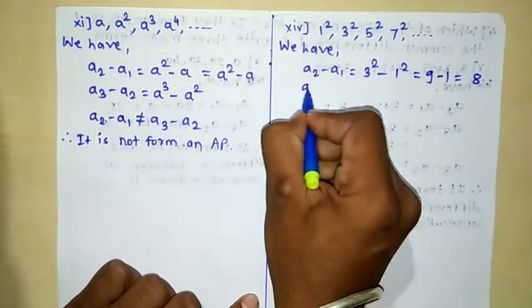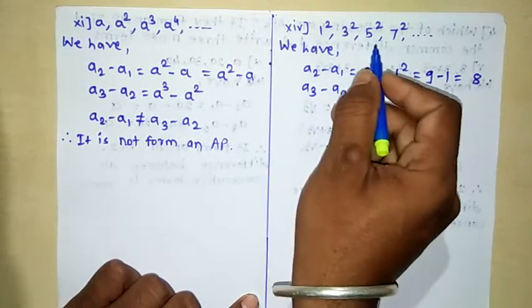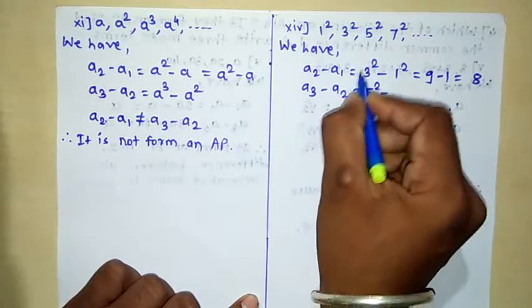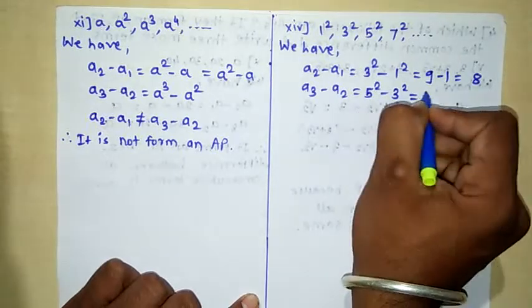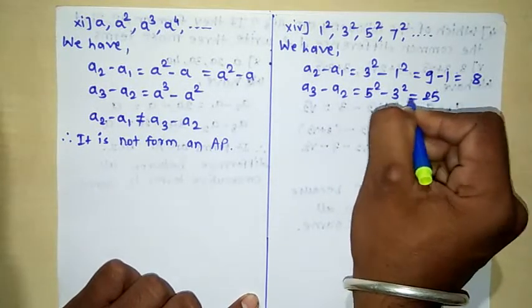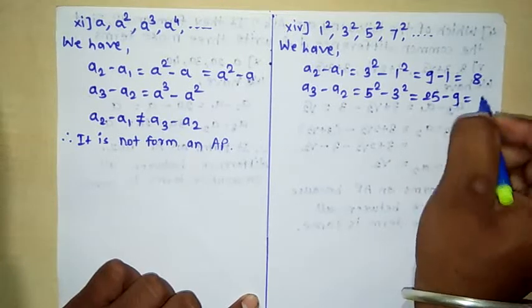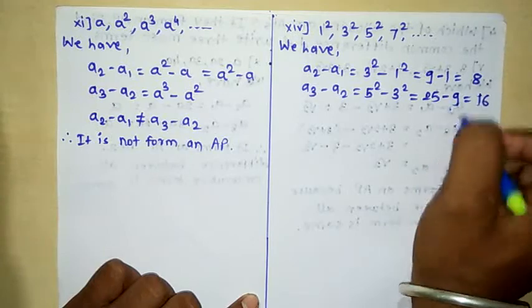Now we will find a3 minus a2. What is the value of a3 here? a3 is 5 square, minus a2 is 3 square, which is equal to 5 square, that is 25, minus, what is the square of 3? That is 9, which is equal to 25 minus 9 is equal to 16.